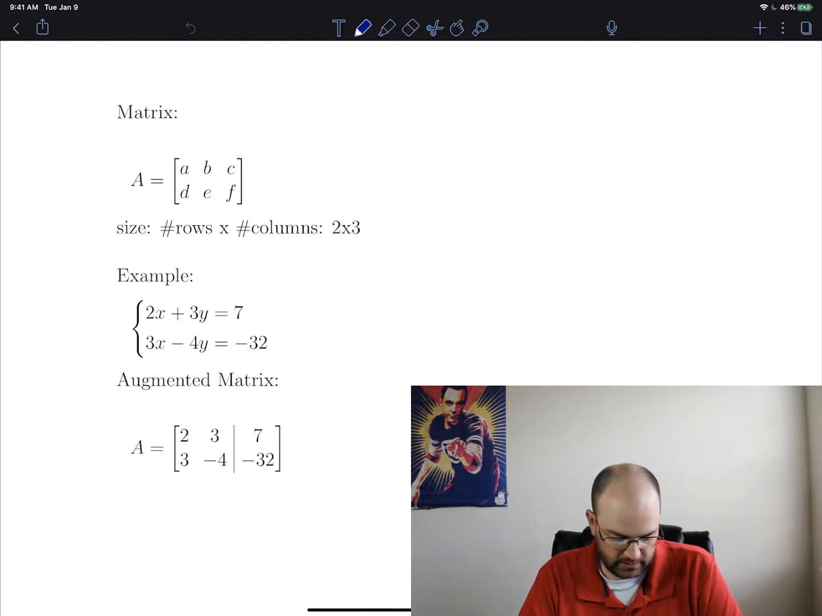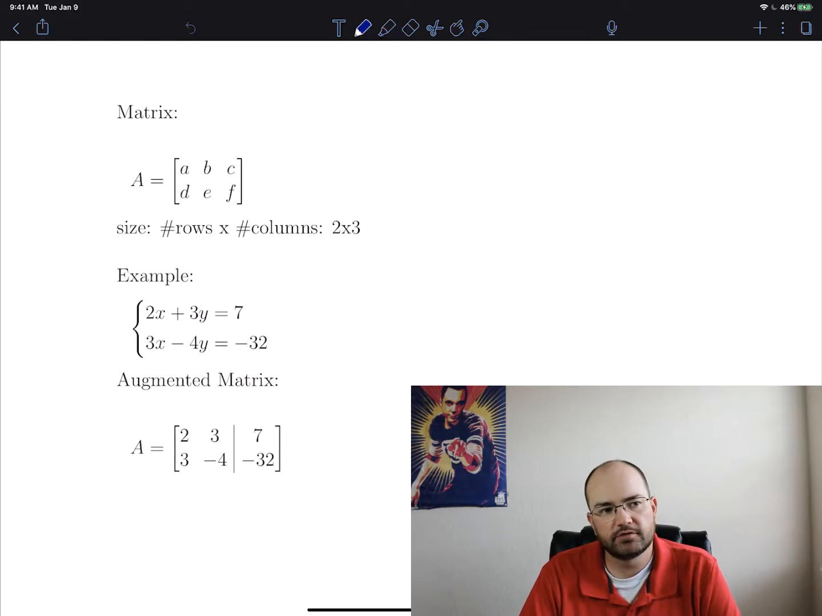Hello. In this example, we're going to start talking about matrices because in order to go on to the third way of solving systems of equations, we're going to have to understand what a matrix is. Now, a matrix is simply an array of numbers. That's all it is. And we have a matrix listed.